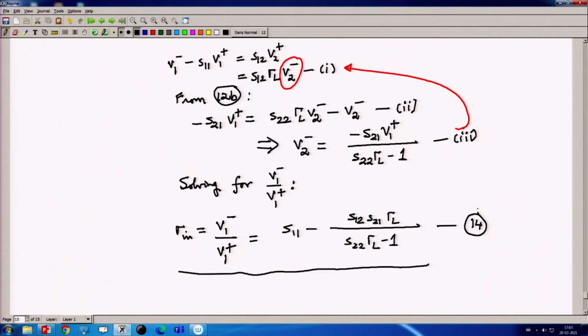So, this gives the reflection coefficient at port 1 when port 2 is not match terminated, that is we have a gamma L at port 2. So, it gives the reflection coefficient at port 1 with port 2 not match terminated.